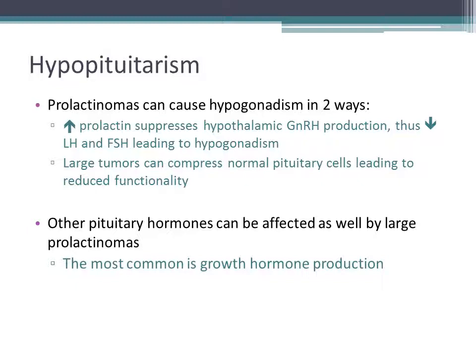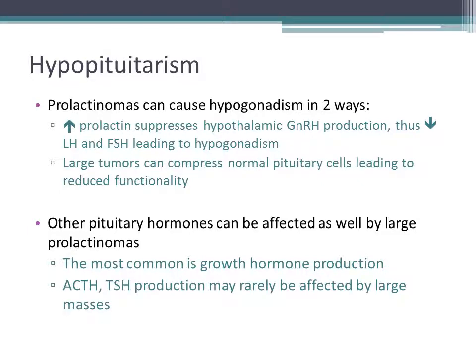Other pituitary hormones can be affected as well by large prolactinomas because of mass effect. And the most commonly affected hormone in macroprolactinoma is growth hormone. So you will have growth hormone deficiency in those patients. And this is true for other types of pituitary tumors as well. The most common hormone to be affected in such cases is growth hormone. ACTH and TSH are the last to be affected by large pituitary tumors.